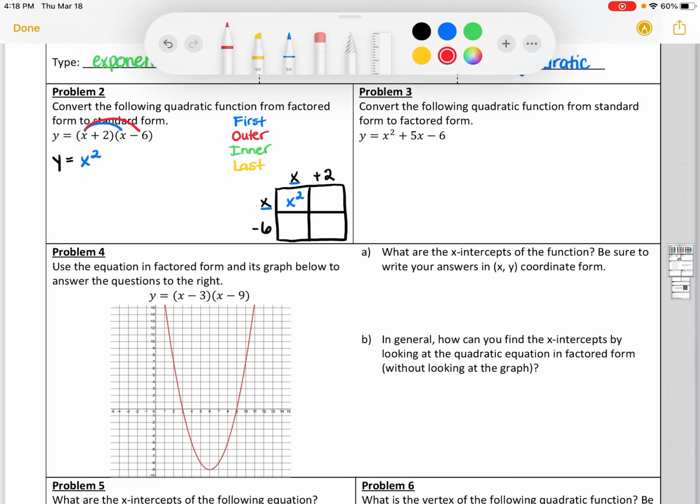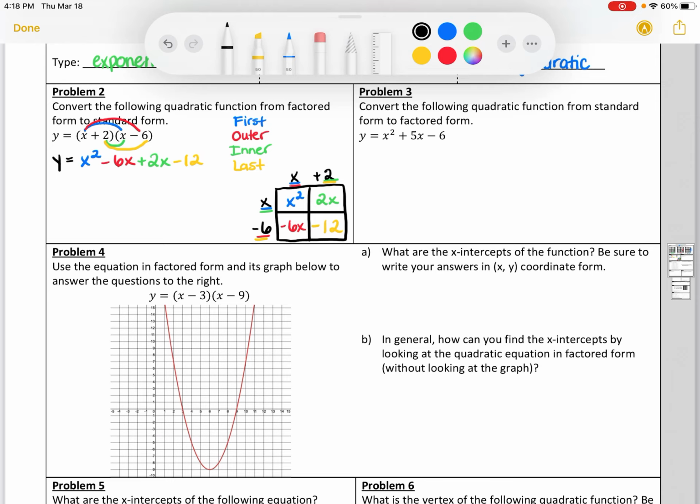Whenever I'm multiplying a variable times a number, I just remember to put the number in front of the variable. Just smush them together is what I say. So negative 6x. If you're doing it in the box, that's the bottom left box. X times negative 6 gives you negative 6x. The inner terms, that's 2 times x, so plus 2x. That would be the top right box. 2 times x gives us 2x. And then my last terms, that's 2 times negative 6. 2 times negative 6 gives me a negative 12. If you need to do that in a calculator so you don't mess up the negative, that's fine. And that's our bottom right box here.